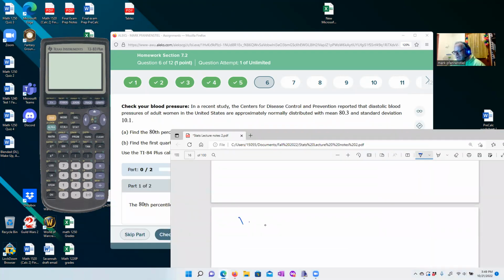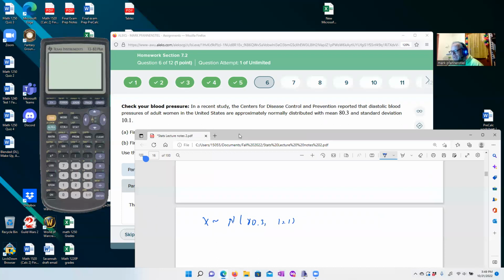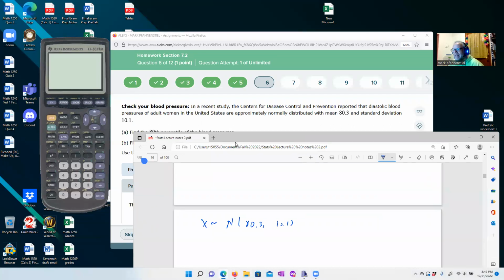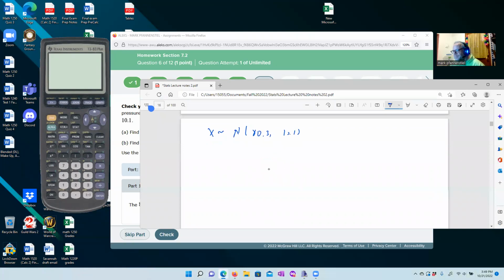So we know that our x values, our variables, are normally distributed, and they had a mean of 80.3 with a standard deviation of 10.1. This is remarkably similar to the problem that we just did a little bit ago. They want to know what the 80th percentile of all blood pressures is. So we're going to have our distribution here. Here is 80.3, and we have a standard deviation of 10.1. And they want the 80th percentile.